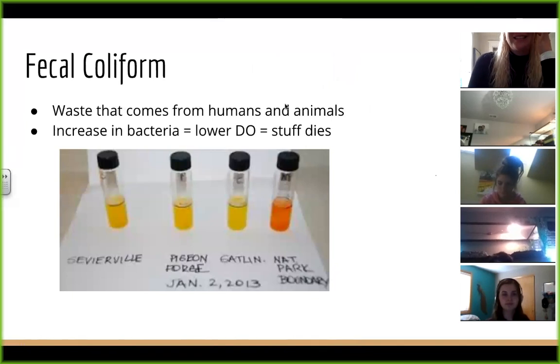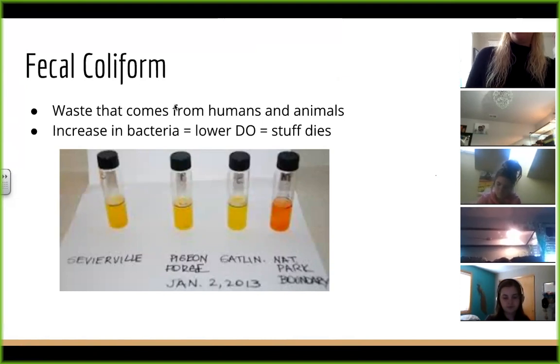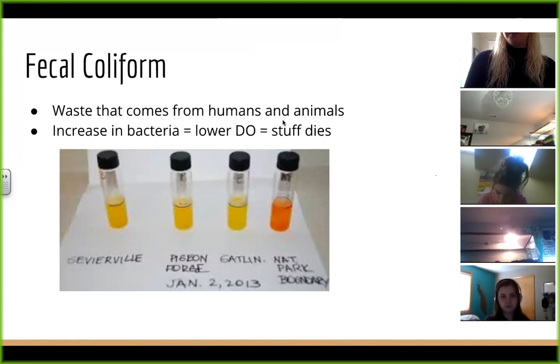Our last and final test, which I think is the most interesting one, is called fecal coliform. And that word fecal comes from the word feces, right? This is poop bacteria. So this is especially from sewage overflow, right? You guys might be surprised to learn that sewage overflow happens all the time.